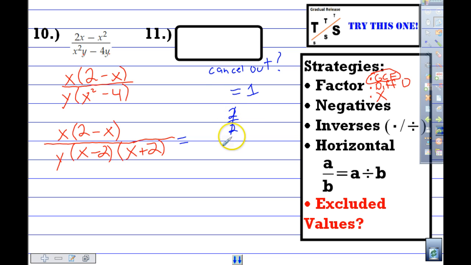They cancel out. What does that mean? 2 over 2, 2 divided by 2 equals 1. X over x, they cancel out. What does that equal? 1. Okay. C plus 2 over C plus 2. What does that equal? 1. Why does it equal 1?